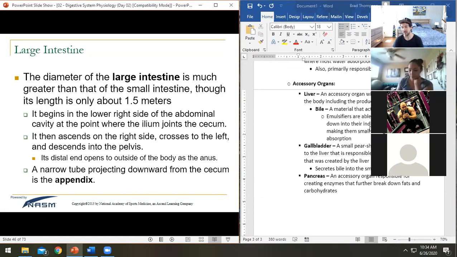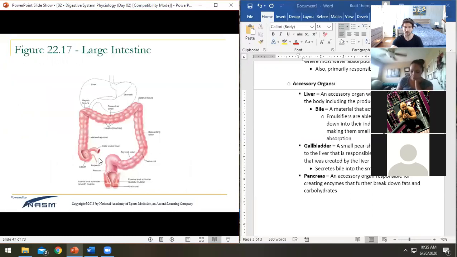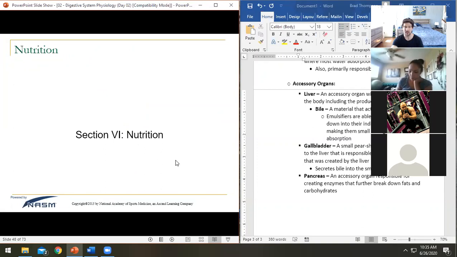So you have your appendix there. Its job is to kind of restart those bacterial cultures. The appendix is basically like a backup copy of all of those bacteria, which is why you can get rid of it. That's another one you can have removed. If you have your appendix removed, it's not really all that big a deal because you can always just take a probiotic and get your bacterial culture started back up again. But here's your large intestine, right? It's going to connect from your small intestine. It's going to make a little lap around the small intestine and then exit out of the body.